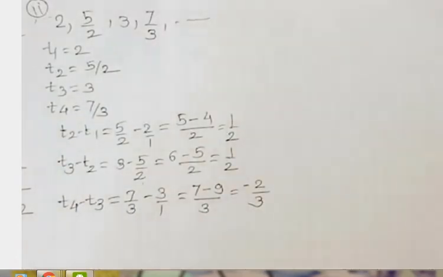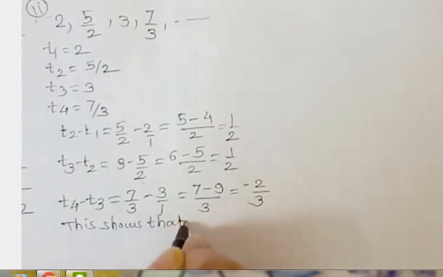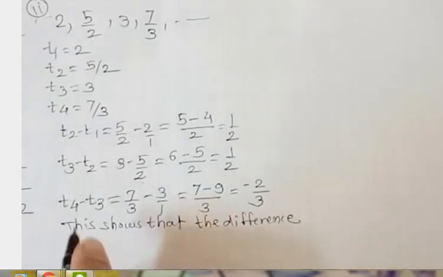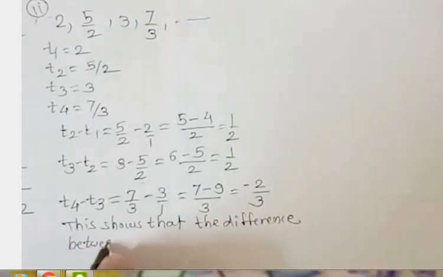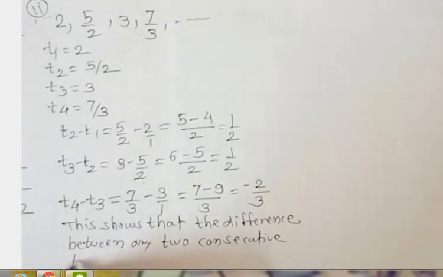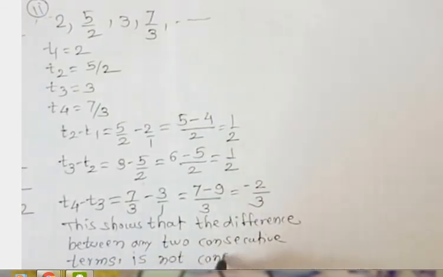Now see here, is the difference between two consecutive terms constant or not constant? Not constant. I write here, this shows that the difference between any two consecutive terms is not constant.